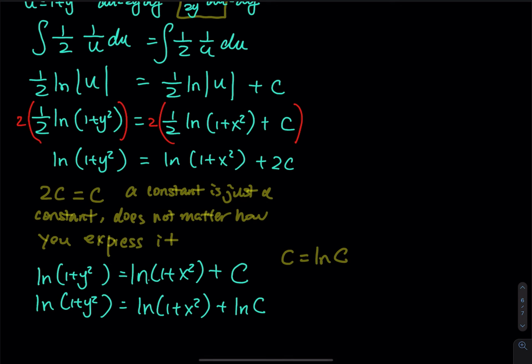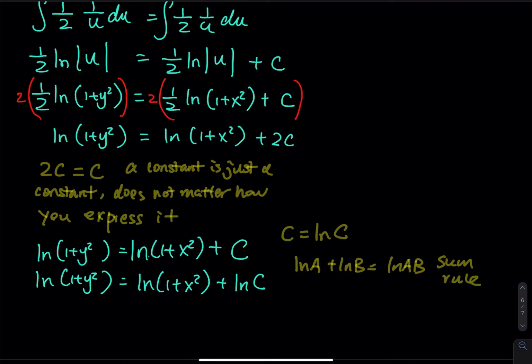So ln(1 plus y squared) equals ln(1 plus x squared) plus ln c, and then use the sum rule of ln. The sum rule is if you have ln a plus ln b, that equals ln of a times b. You study that in intermediate algebra and pre-calculus. So this is called the sum rule for ln. So we have ln(1 plus y squared) equals ln(1 plus x squared), and then just multiply the c right next to it.